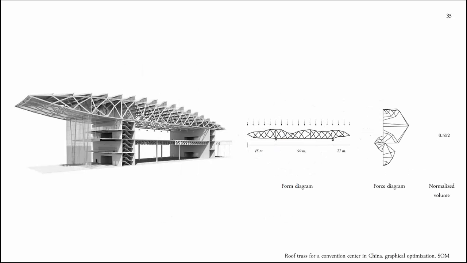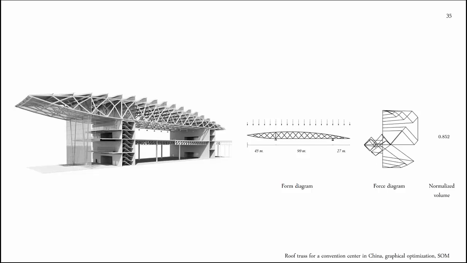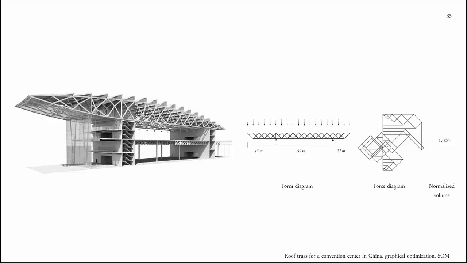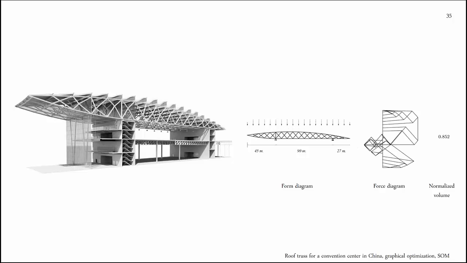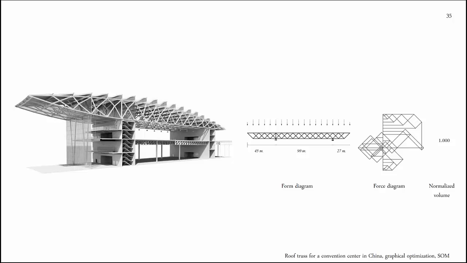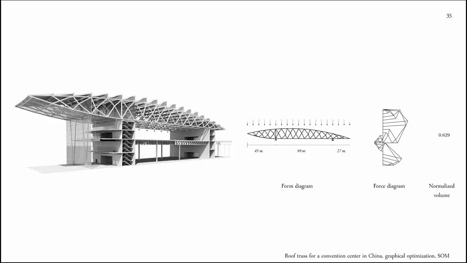Okay. So this technique is still being used and developed. For instance, this is a design of a convention center in China by SOM. So they were using the same technique, but they were optimizing the use of, for instance, steel in this project. And they were trying to optimize the volume of the steel using the force diagram, right? So this is the optimized value, and the form is basically a result of that optimization.